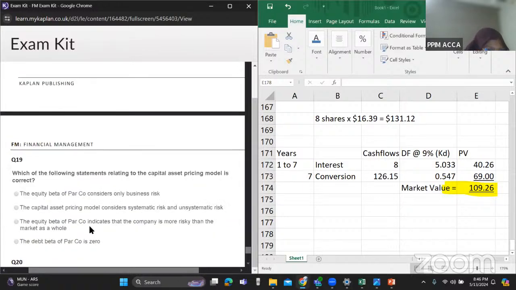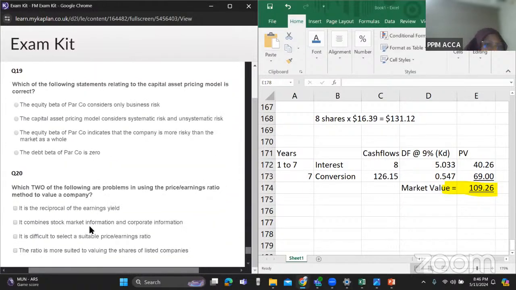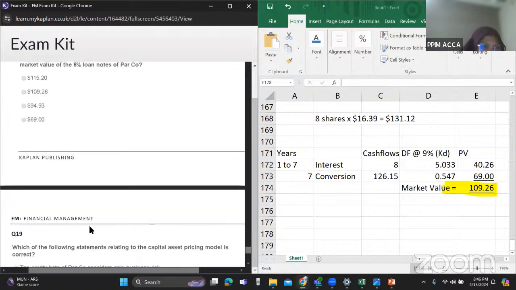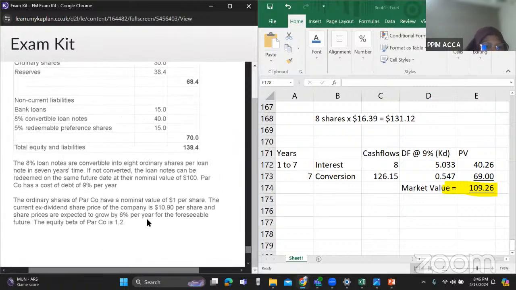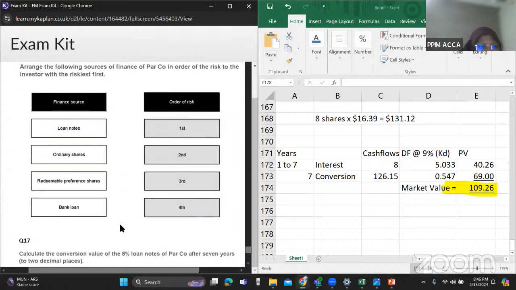Right. Let's look at question 19. Which of the following statements relating to the capital asset pricing model is correct? What do you think is correct? I'll just look at the question and remind you something. They said the equity beta of power company is 1.2. That's the only thing you have to remember to do this part.